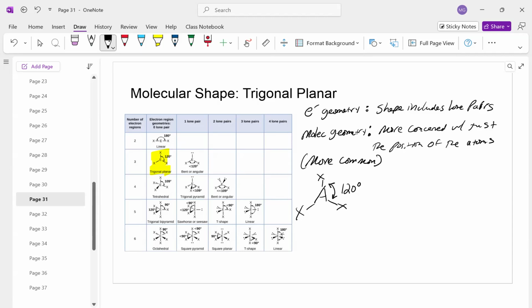Now a couple examples of this. This is the compound borane, or BH3. Borane's one of those weird ones that's okay with 6 valence electrons. I highlighted those exceptions earlier. But there's three single bonds around it, three regions of density, no lone pairs, so we label this as trigonal planar.